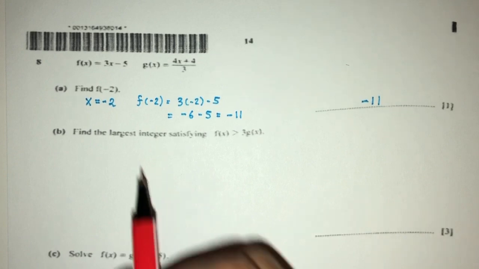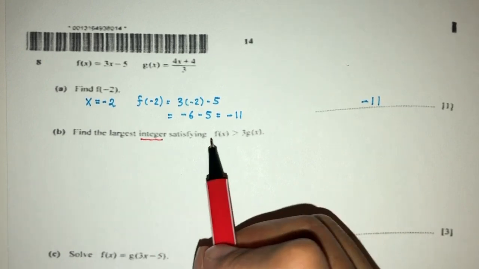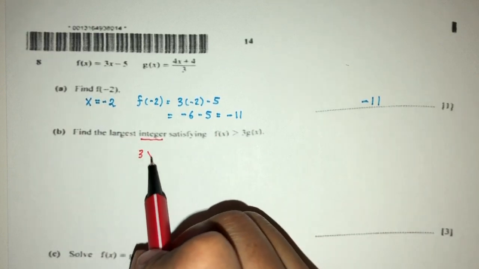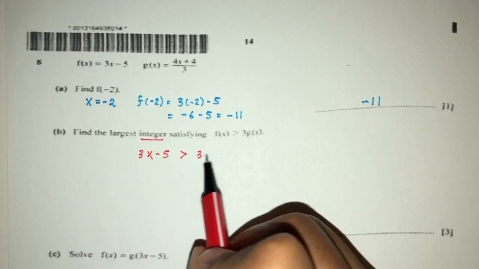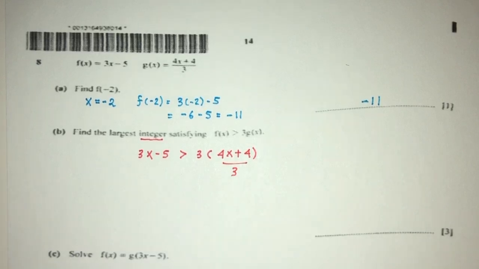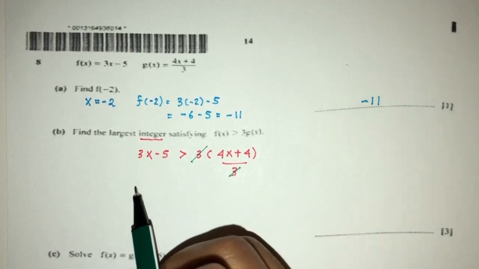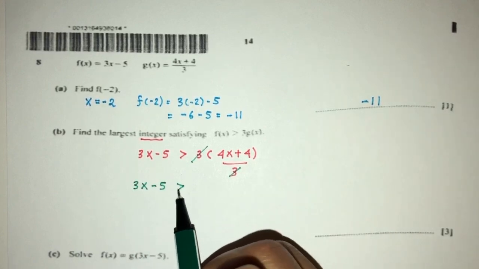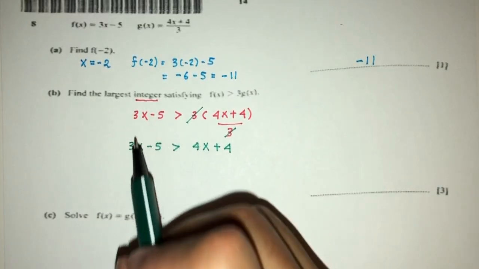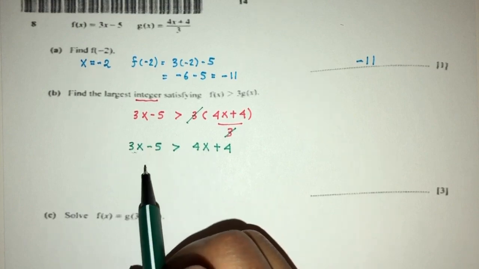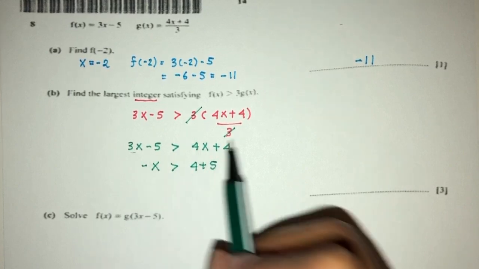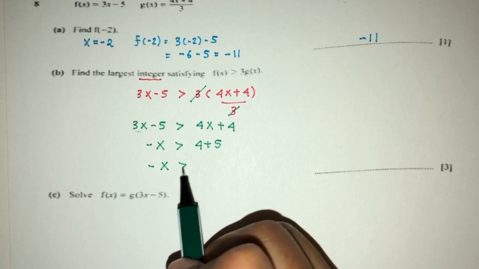Now for part B, we have to find the largest integer, which is a whole number value, satisfying this equation. So first things first, let's write down the equation. f of x, 3x minus 5, is more than 3 times g of x, which is 4x plus 4 over 3. So the 3 will cancel out. You will have 3x minus 5 more than 4x plus 4. Right. Now we have to send all the x to one side. So 3x minus 4x, that should be minus x, more than 4 plus 5 for the values on the right hand side. Now this will give you the value of 9.